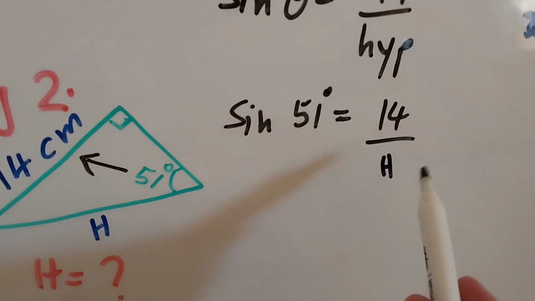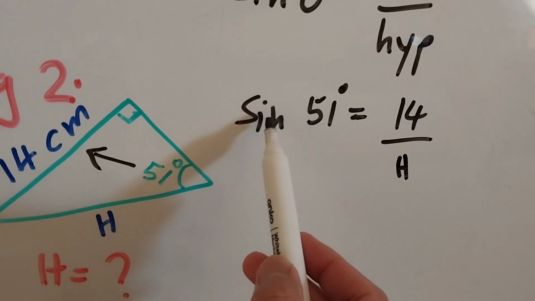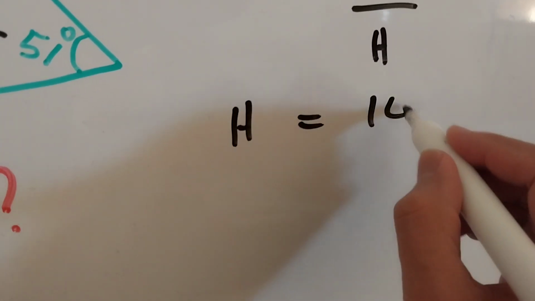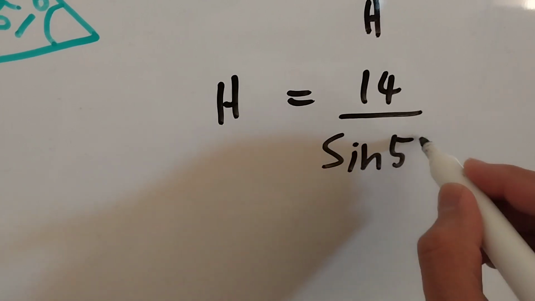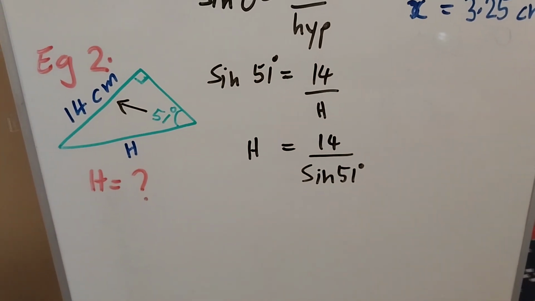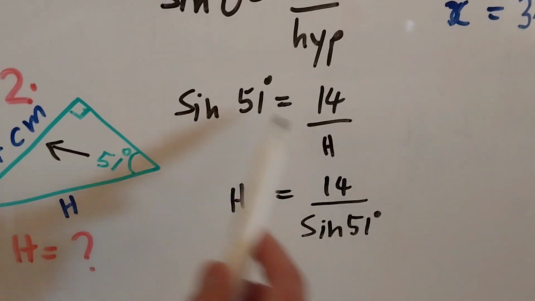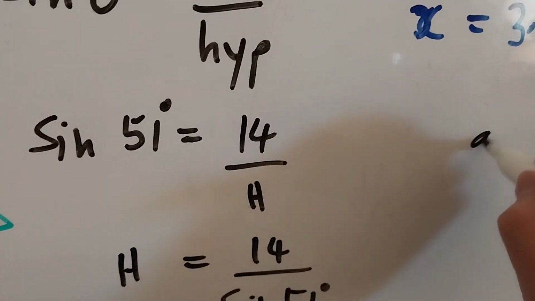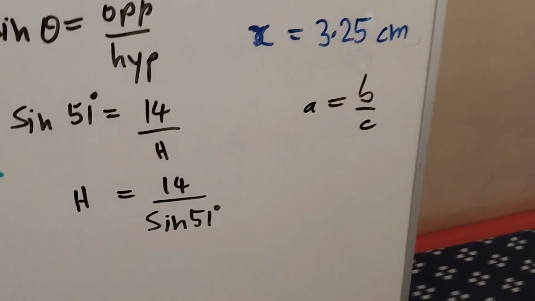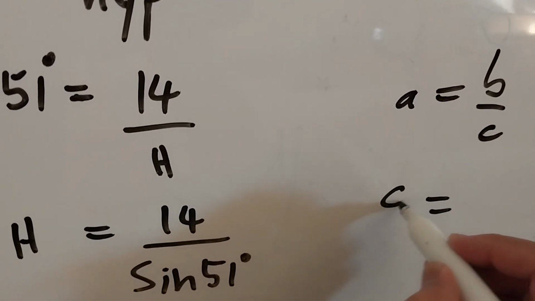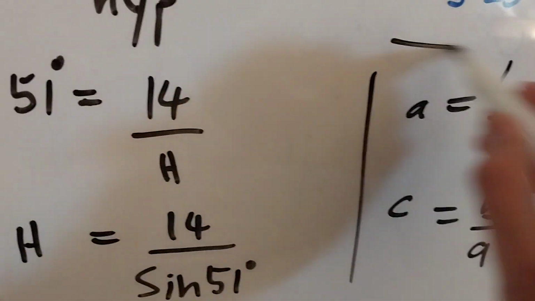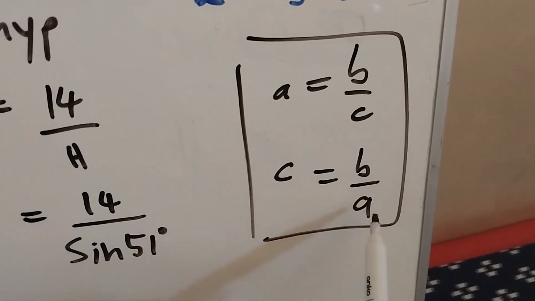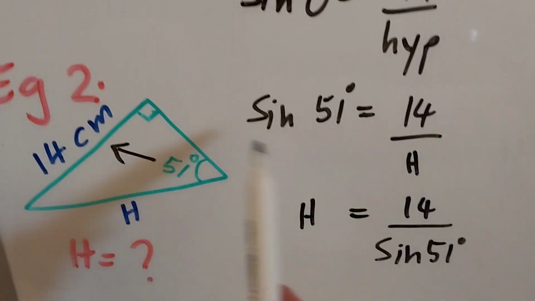So in solving this, what we can do is swap the left hand side with the denominator. So the next line would become h is equal to 14 divided by sine of 51 degrees. You can see sine of 51 and the h can swap places. Because if a is equal to b over c, then c is equal to b over a. So a and c can swap sides. Same thing over here, sine of 51 and h swap sides.